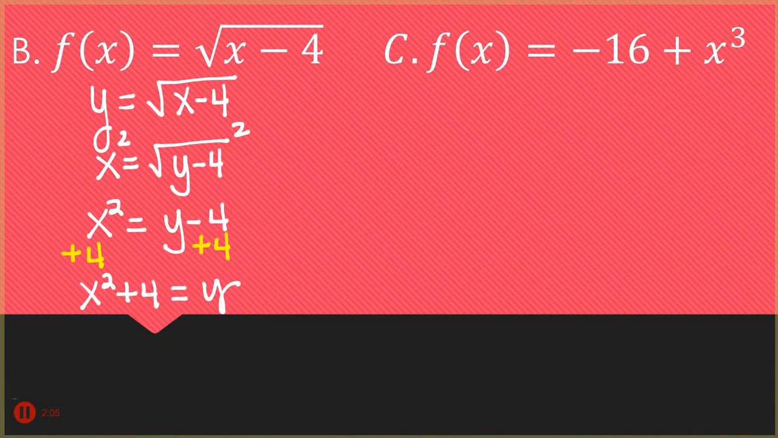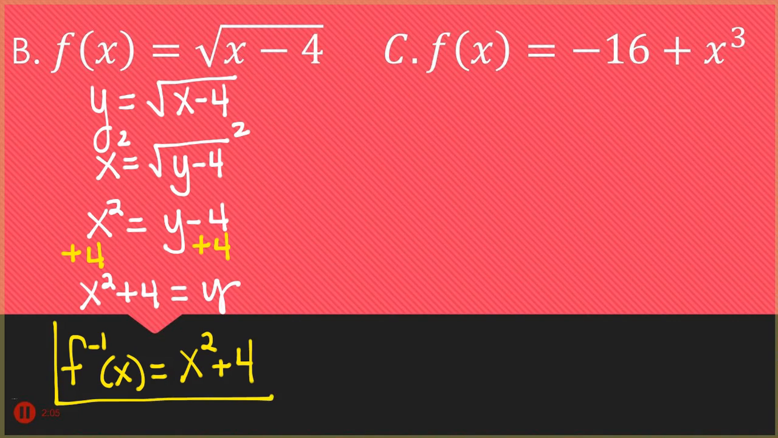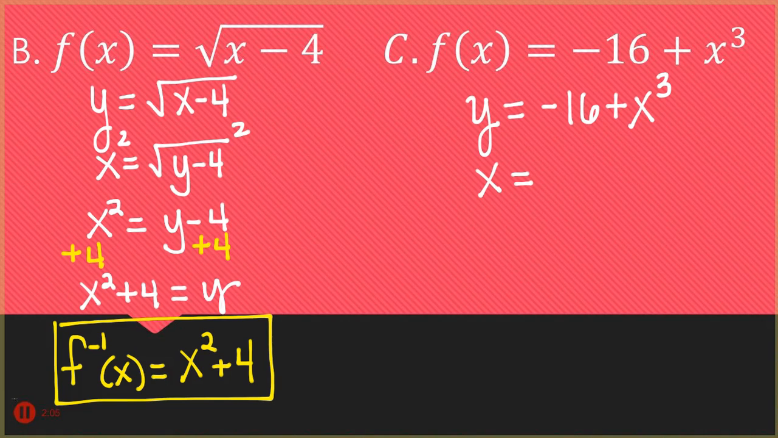And our last step is to put it in inverse function notation. Replace the y with f inverse of x and write your function. In example C, we're going to do the same. Y equals negative 16 plus x cubed. Switch our x and y. Add 16.